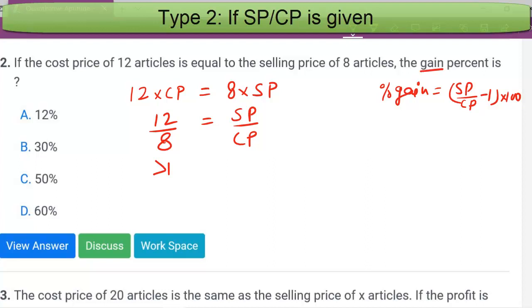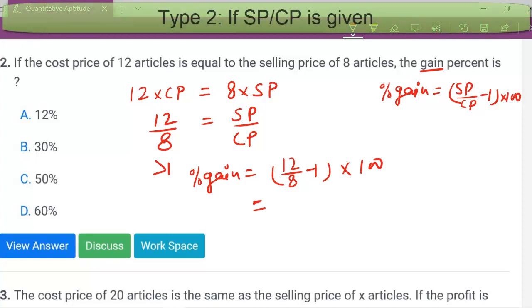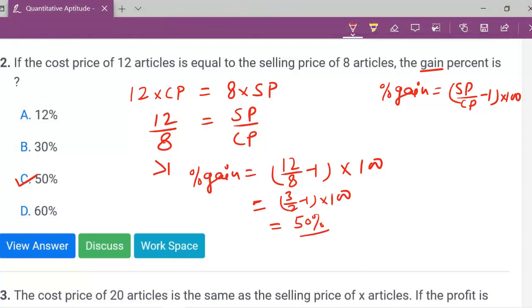That's very simple. Percentage gain will be 12 by 8 minus 1, and then multiply this by 100. So this is equal to 3 by 2 minus 1, multiplied by 100. This is nothing but 50%. So the answer is 50%. Okay, so let's move to the next type of question.